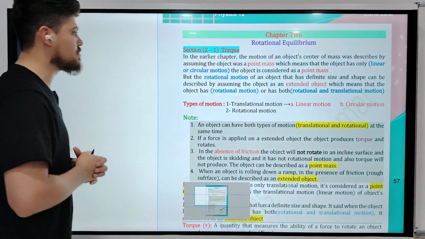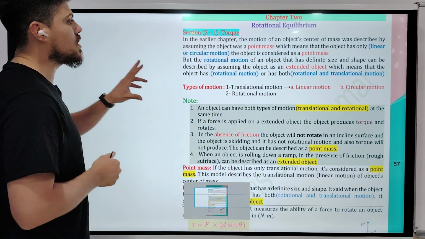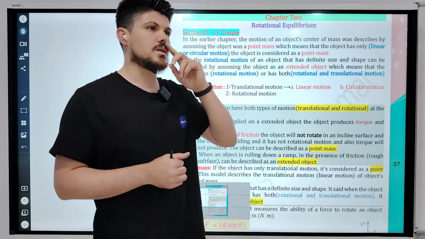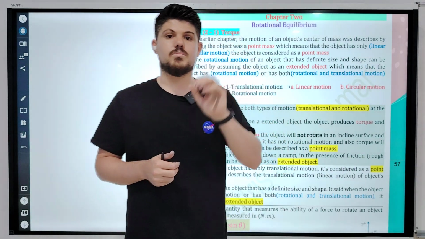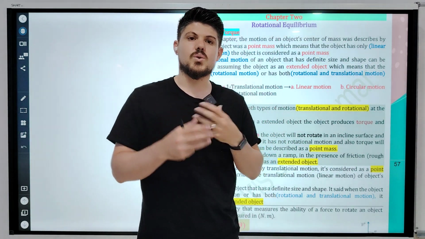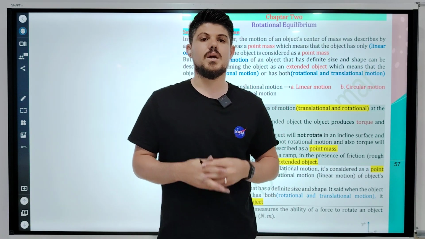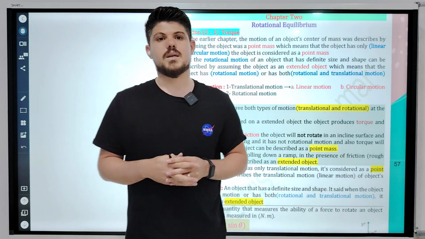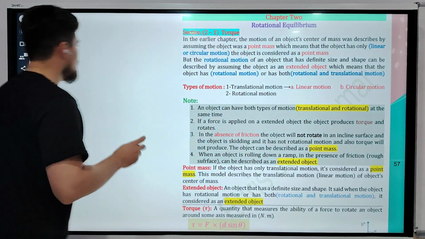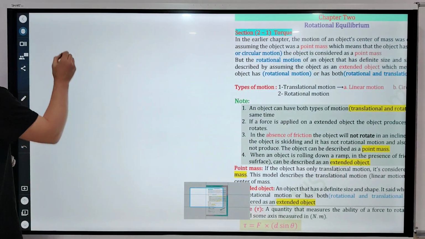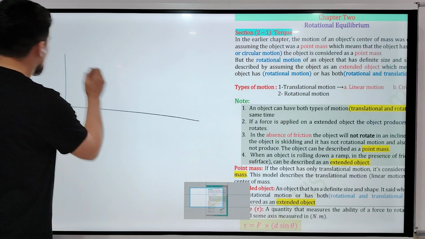What about the second type? The second type of object is the extended object. When is an object treated as an extended object? If the object is rolling or rotating. Every rotating object is treated as an extended object. So take a look at this example. This is an incline.